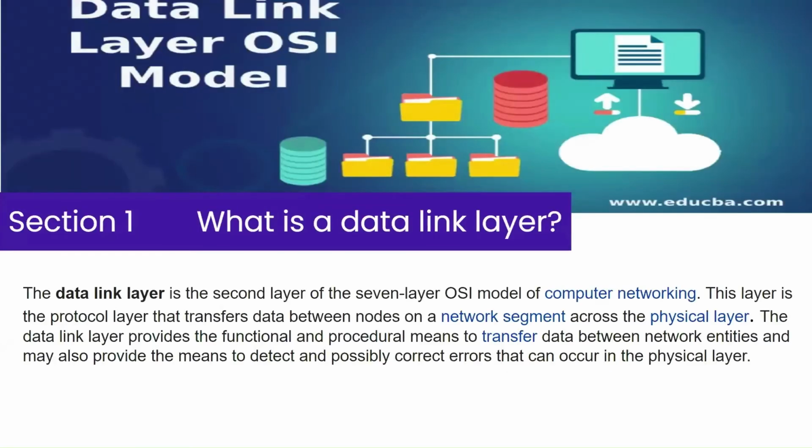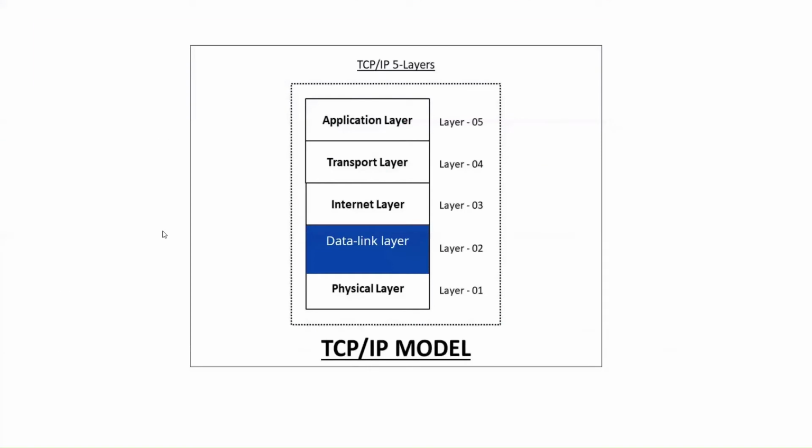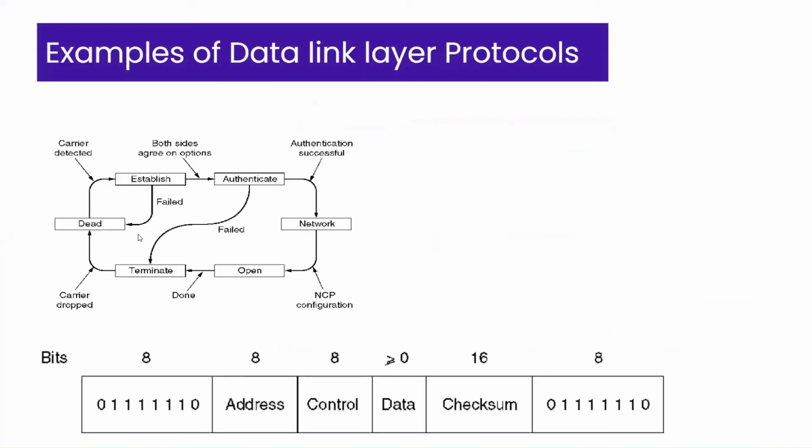In the next slide, what is a data link layer? Now, a data link layer is the protocol layer in a program that handles the moving of data into and out of a physical link in a network. The data link layer is second in the OSI and first and the last in the TCP/IP.